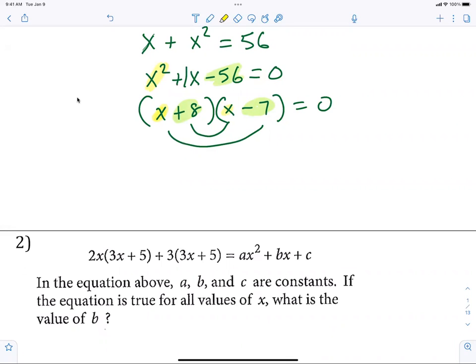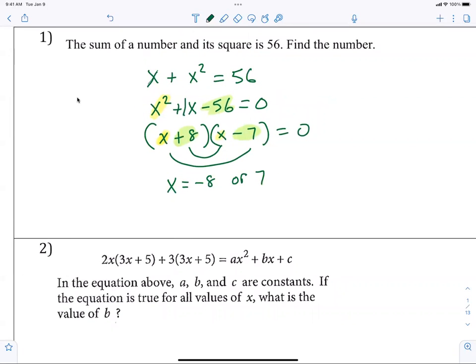For the second, when you did the second, you had to make it 0 again. Yes. And now you set the factors equal to 0. So your answer could be what? -8 or 7. There are 2 answers.